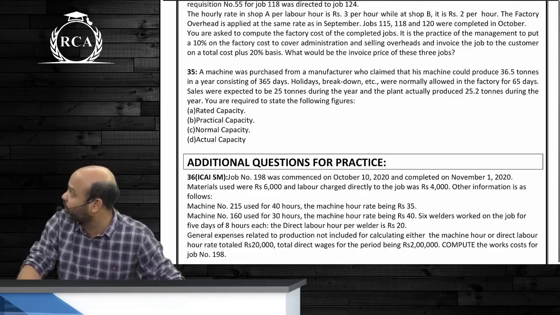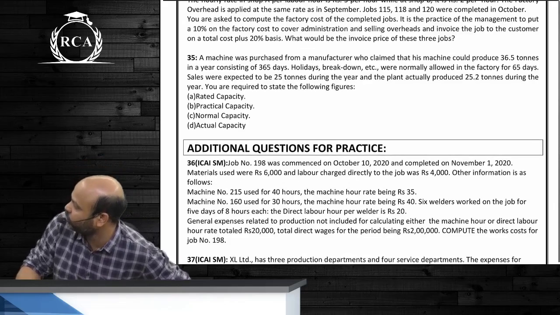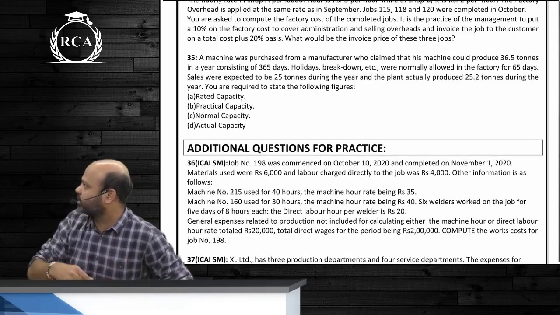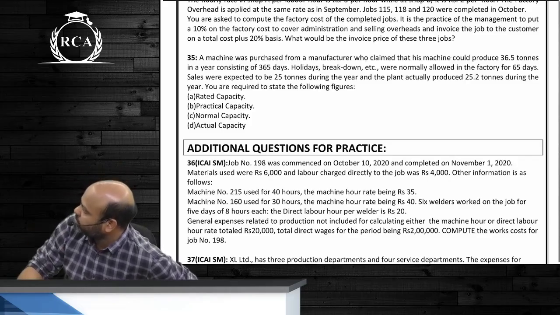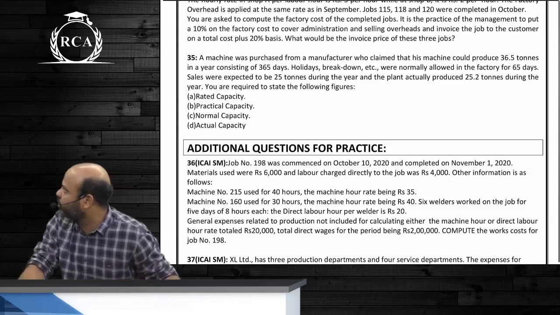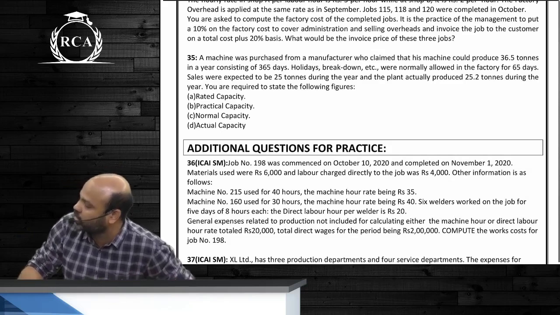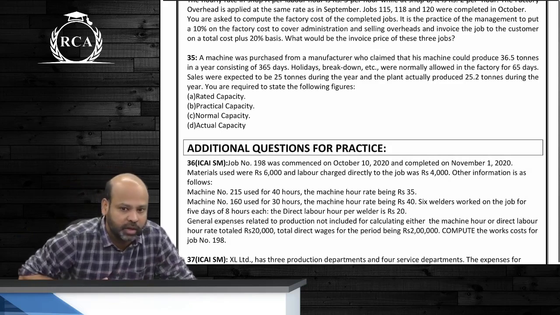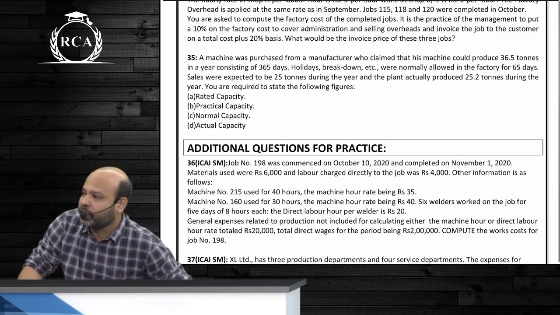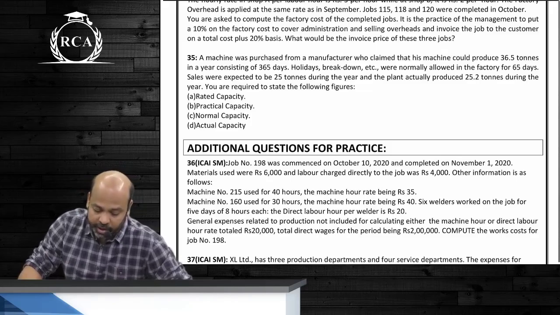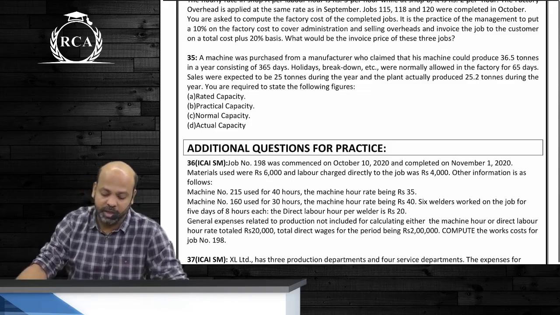लिखो बेटा. पहले question पढ़ लेते हैं. A machine was purchased from a manufacturer. अगर नीचे का screen नहीं दिख रहा है तो कुछ नहीं कर सकता बेटा, वो बाद में check करेंगे. A machine was purchased from a manufacturer who claimed that his machine could produce 36.5 tons in a year consisting of 365 holidays. What will be 36.5? Rated capacity. Holidays and breakdowns were normally allowed in the factory for 65 days, guys.